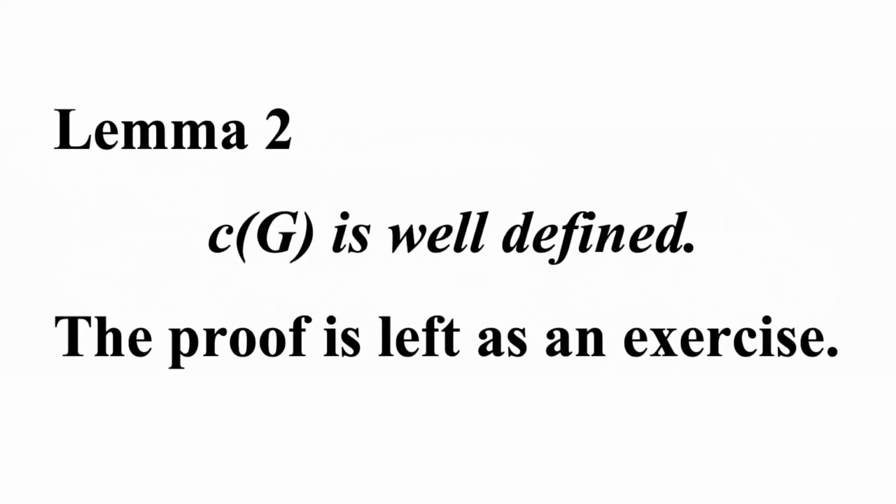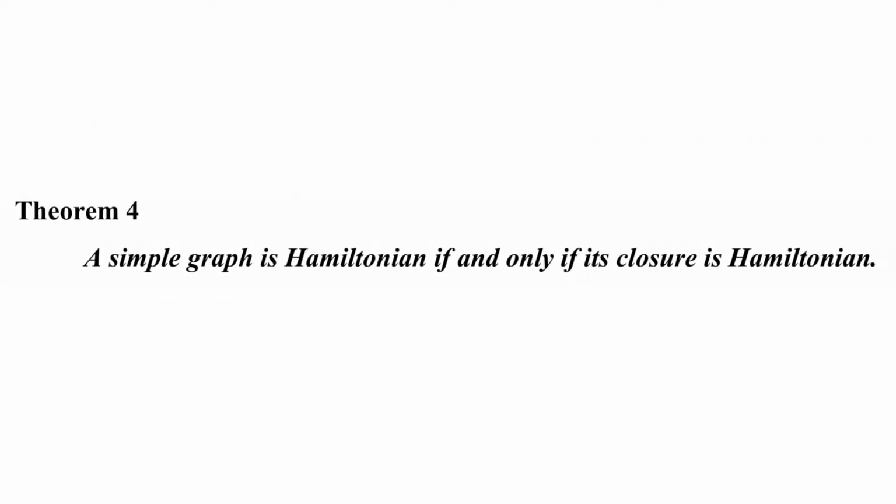Next, we shall see a simple lemma which is also useful in proving the following theorems. Lemma 2: C of G, or the closure of G, is well defined. This proof is left as an exercise. We shall now see a theorem. A simple graph is Hamiltonian if and only if its closure is Hamiltonian.